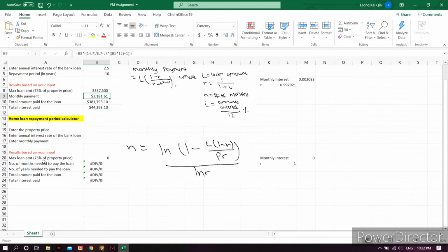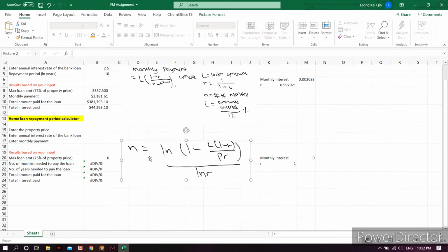So for our next formula that I input in Excel to help us find the number of months needed to pay the loan, you can see it in this picture. So N is equals to ln of the bracket 1 minus L, bracket 1 minus R, close bracket, over PR, close bracket, over ln R. So N in this case is the number of months, L is the loan amount, R is equals to 1 over 1 plus I, PR, so it's P times R. P is the monthly payment, and ln R.